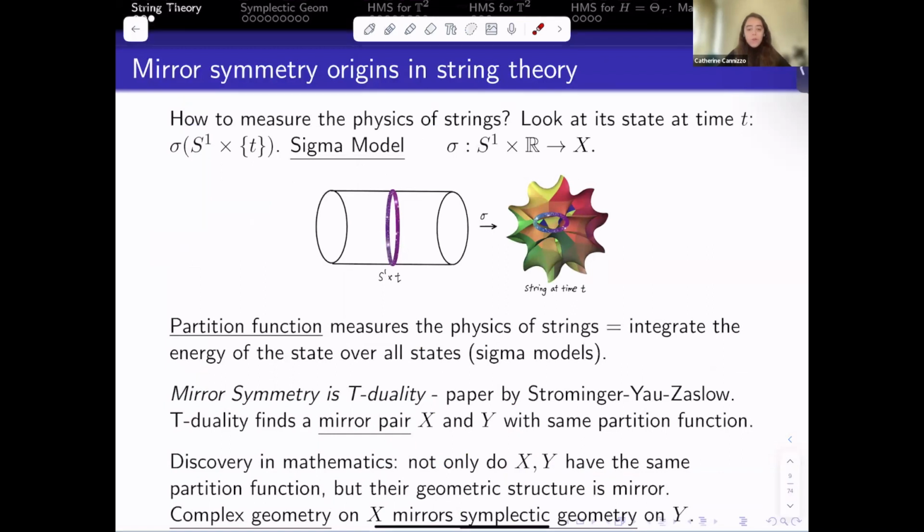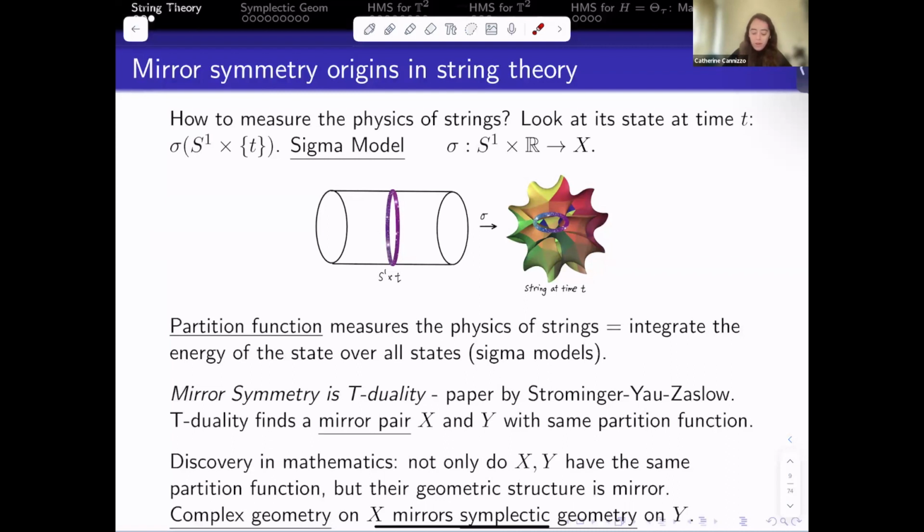Okay, so how do we start to talk about mirror symmetry with this picture? Well, the origins are in string theory. We want to look at how we can measure the physics of strings. As the string moves, how do we capture its physics?